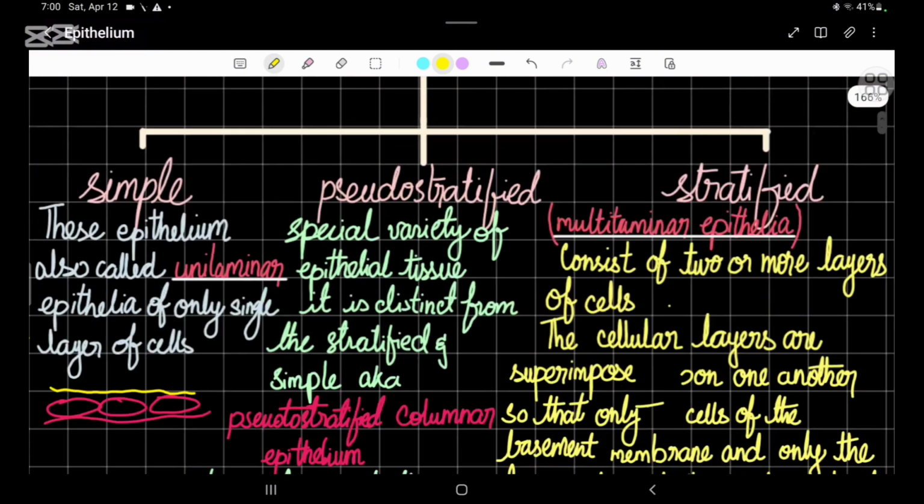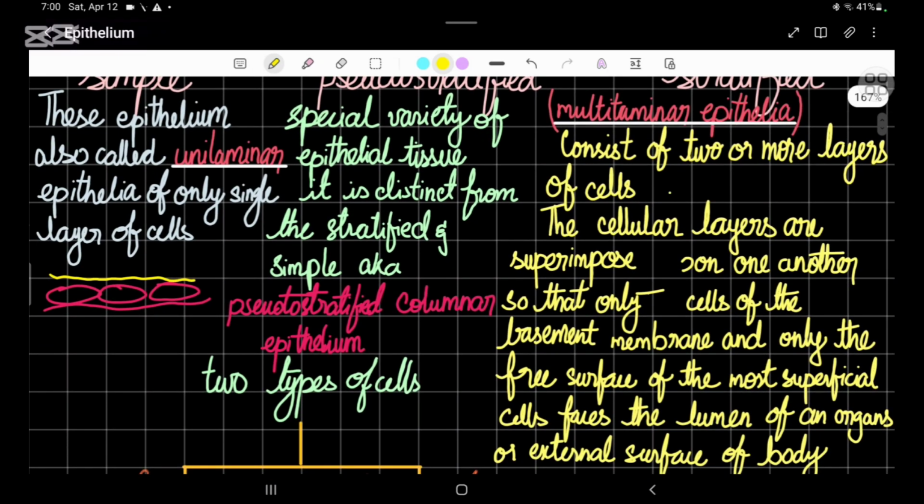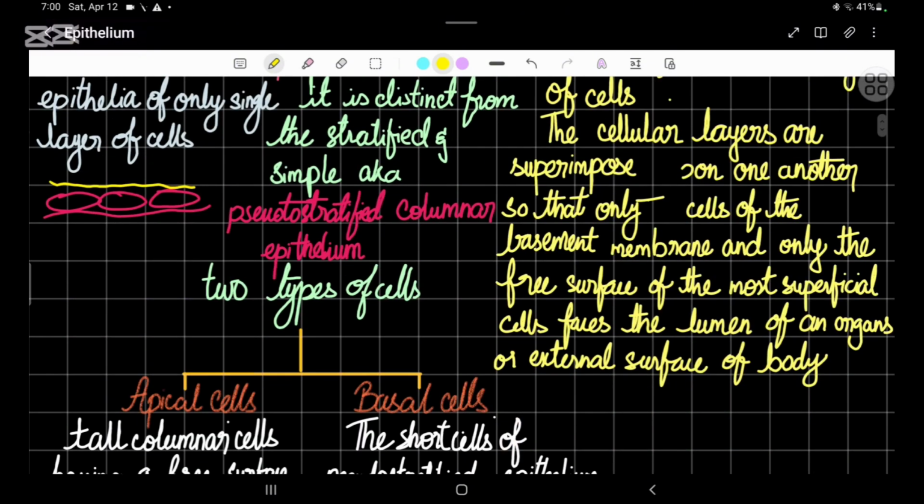These are basal cells actually. Now we come up to the stratified epithelium. As we all have known, if the layer of cells is not connecting to the basement membrane, then they are known as stratified.